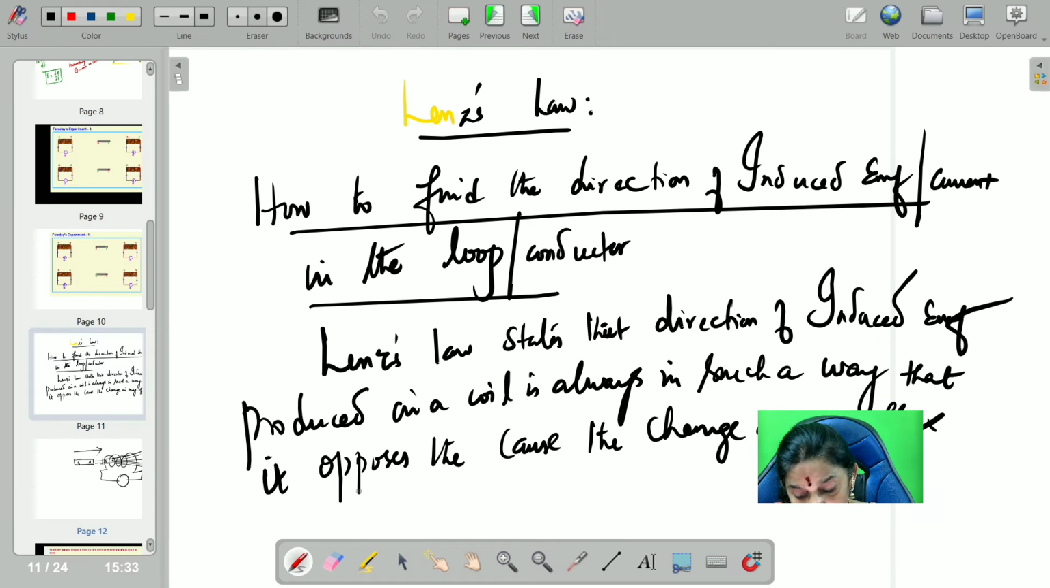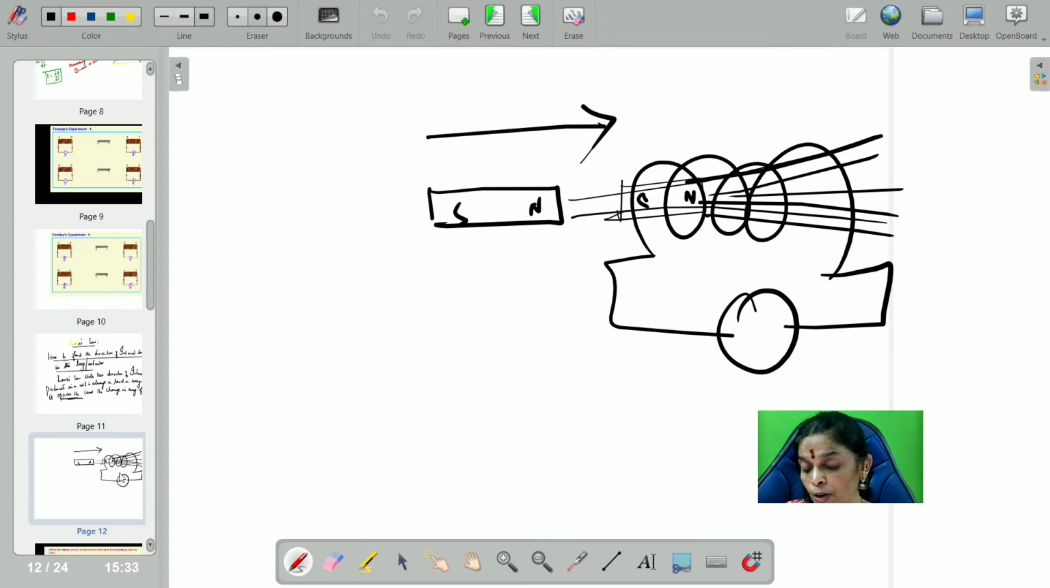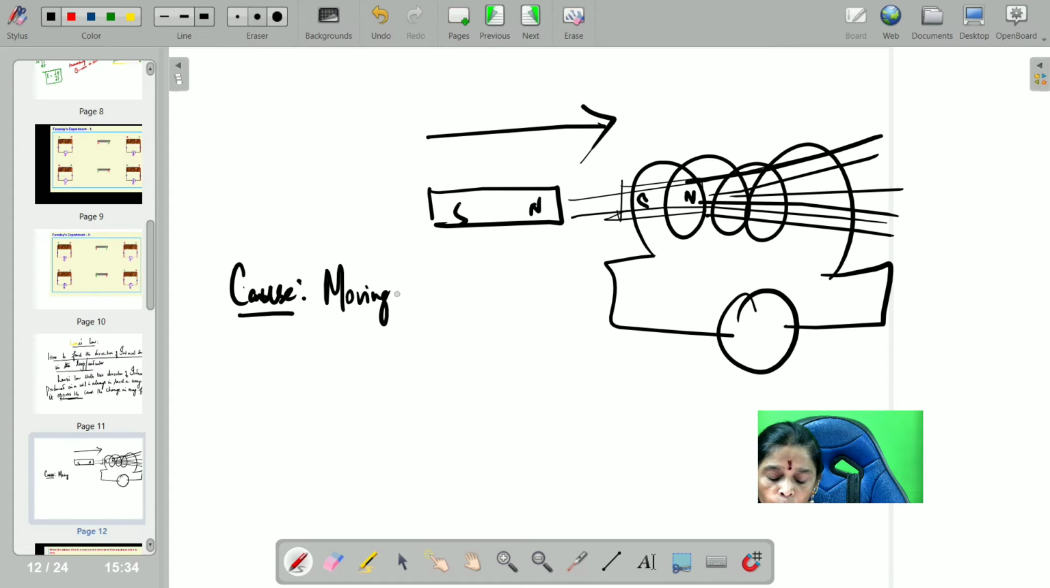It opposes the cause of change in flux. What is the cause of change in flux here? Why is the current produced? Because you move the magnet. When the magnet is stationary, is the current produced? No. Moving the magnet is the cause. Moving the magnet into the coil is the cause.